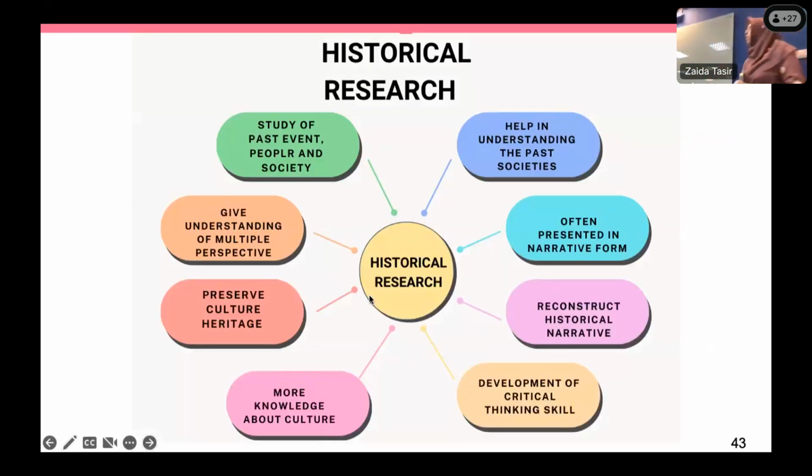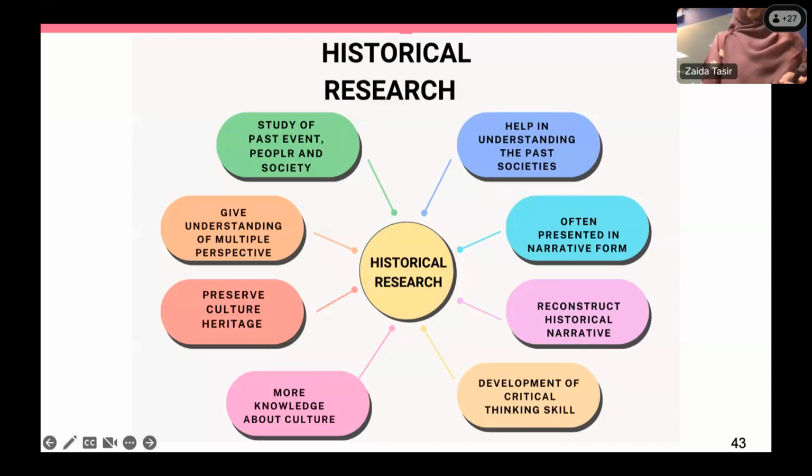Historical research involves several steps like this because it helps in understanding the past society, often presented in narrative form. You will reconstruct the historical narrative. You will develop critical thinking skill. You are more knowledgeable about the culture. You preserve the cultural heritage. You gain understanding of multiple perspectives, and you study past events, people, and society. So usually you will use qualitative. Historical research falls under qualitative research.